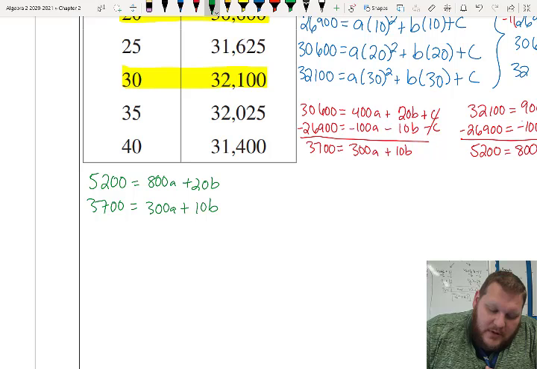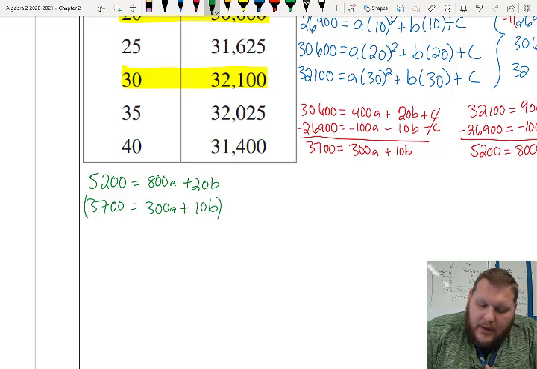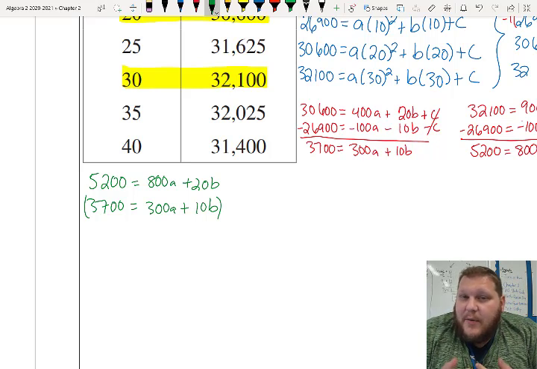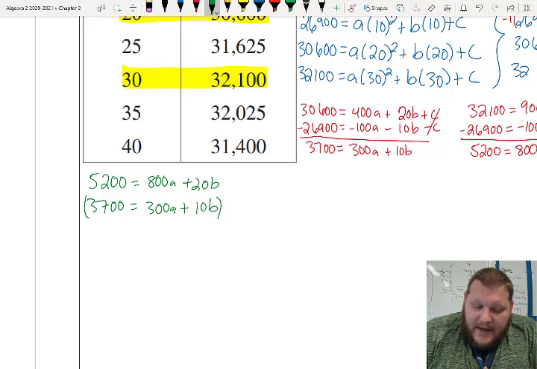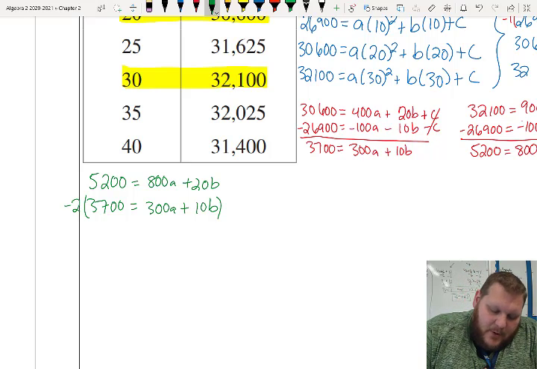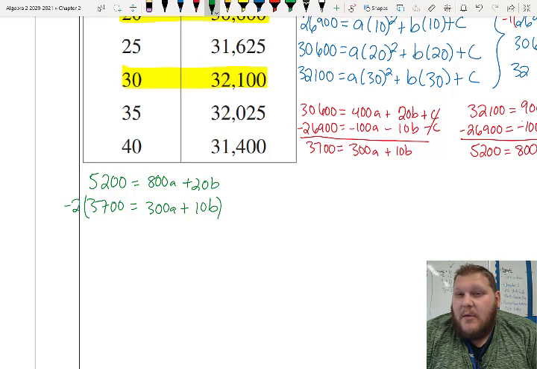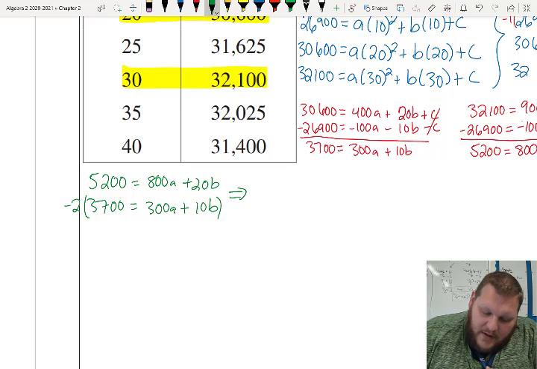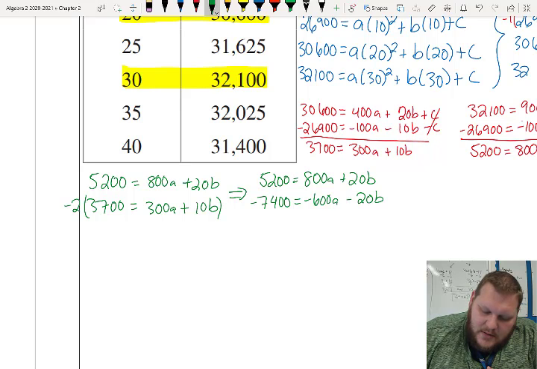If I wanted to do elimination here, I would probably want to eliminate my B value, which again, I wanted my numbers to be the same, but one positive, one negative. So if I multiply this bottom equation by a -2, that's going to make my B value -20, which is what I'm going for. So here, if I do that, 5,200 equals 800A plus 20B. This gives me -7,400 equals -600A minus 20B.